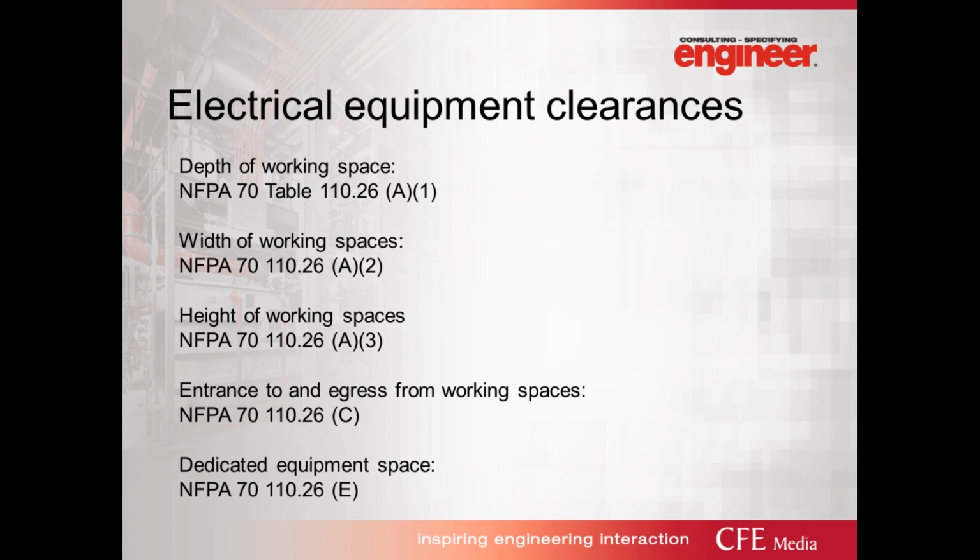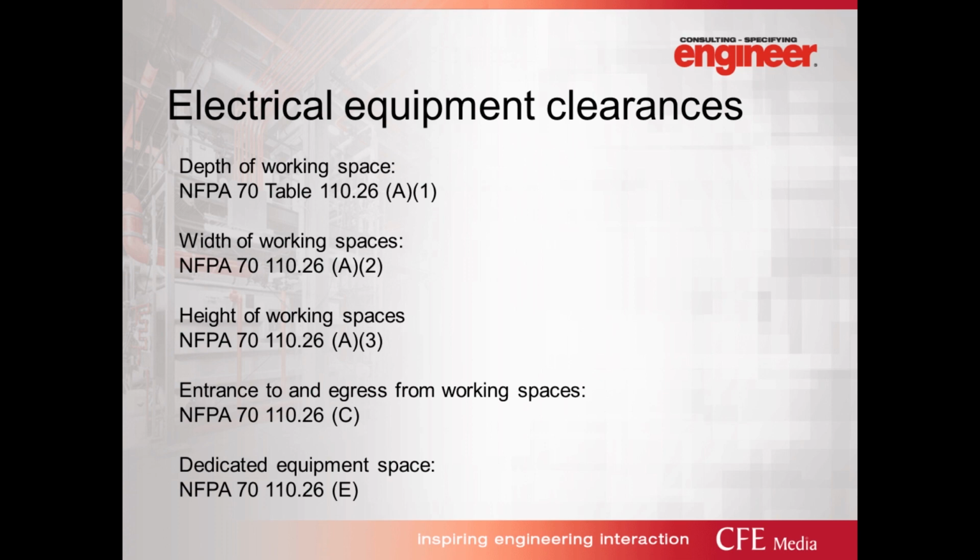Electrical equipment such as panel boards, switchboards, switchgears will require working clearances around the equipment. Refer to NFPA 70 section 110.26 for all working clearance requirements. The key points are the width of the working spaces in front of the equipment should be the width of the equipment or 30 inches, whichever is greater. The workspace shall be clear and extend from the floor or grade to a height of 6.5 feet or the height of the equipment.